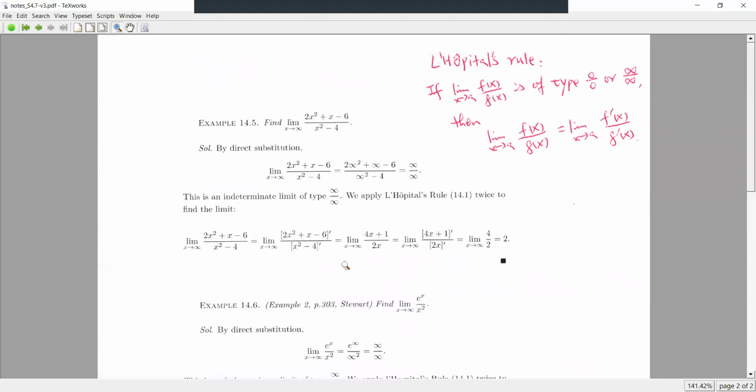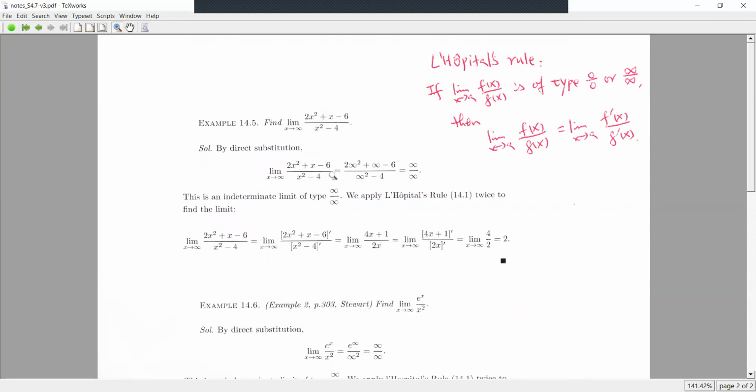In the following 2 examples, we need to use L'Hopital's rule twice. Example number 4. Find this limit as x approaches positive infinity. What number will this quotient approach?